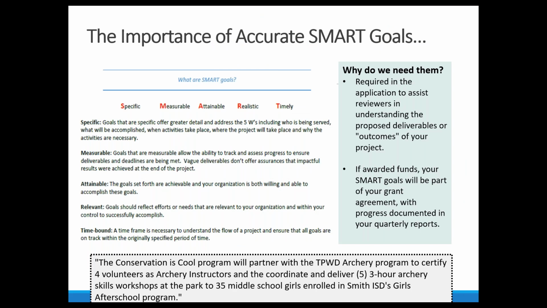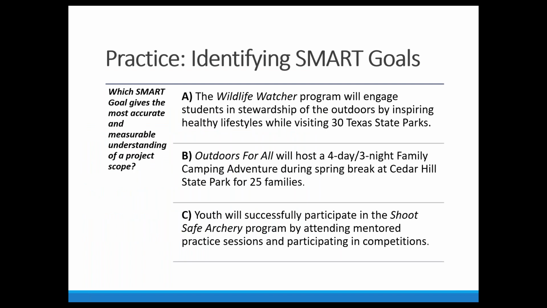This is a portion of the handout that you should have that describes what the specific, measurable, attainable, realistic, and timely elements are in those goals. And I thought we'd take just a moment to do a little bit of practice. So what I've listed here are 3 different SMART goals. I'm going to give you just a moment to look over these, and I'm going to ask that you think about which one of these SMART goals gives the most accurate and measurable understanding of a project scope.